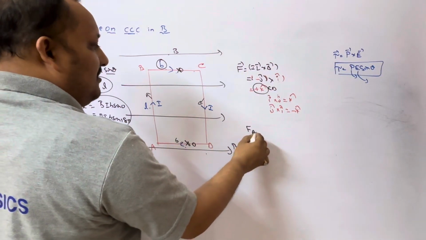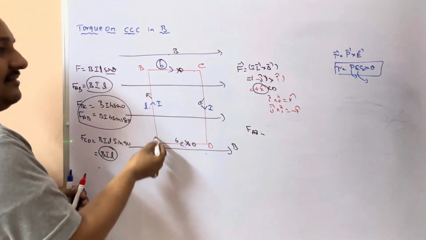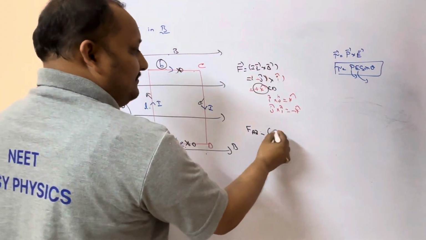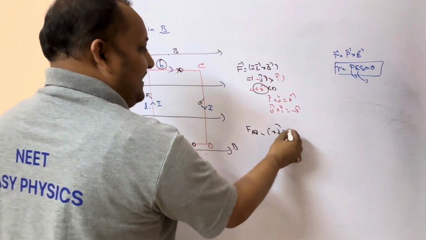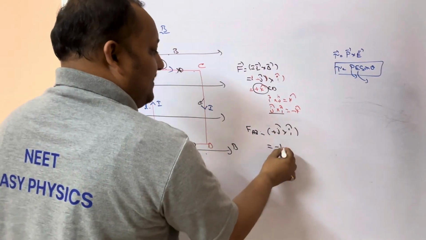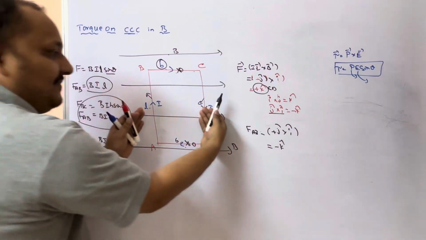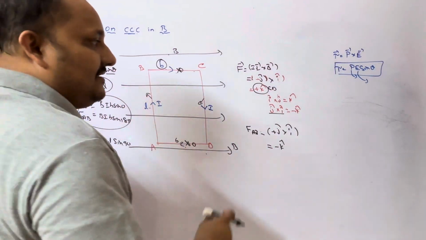Now the force on AB. IL is going to be upwards, so in place of IL, plus J cap. Magnetic field is the same. So J cap cross I cap is minus K cap. Therefore, one force is outside, one force is inside. So the resultant is turning like this.